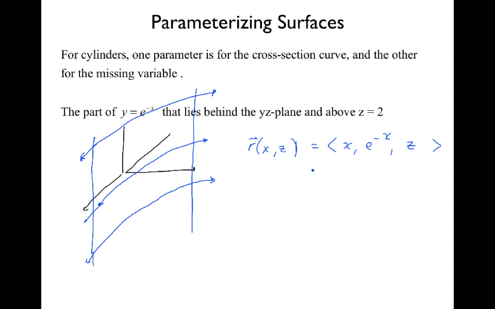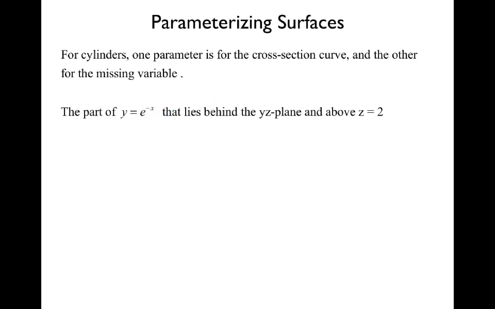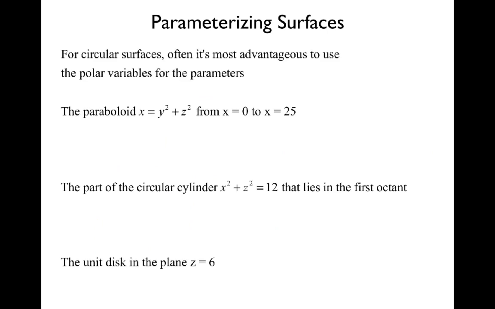Okay, and then we want above z equals 2, so that's something. Okay, so that's how cylinders work. Use one of the parameters for the curve, the cross-section curve. The other parameter is just going to be that variable for which the curve runs parallel to its axis. Now, lots of these surfaces are circular in nature, and often it's most advantageous to use polar variables for these.